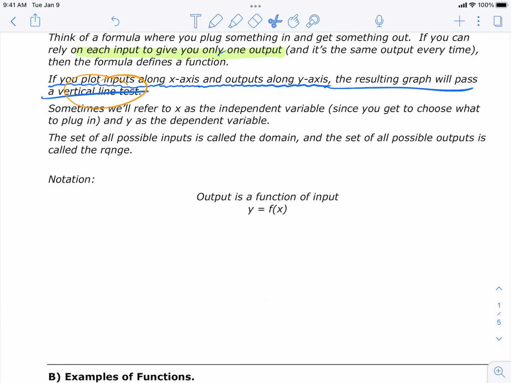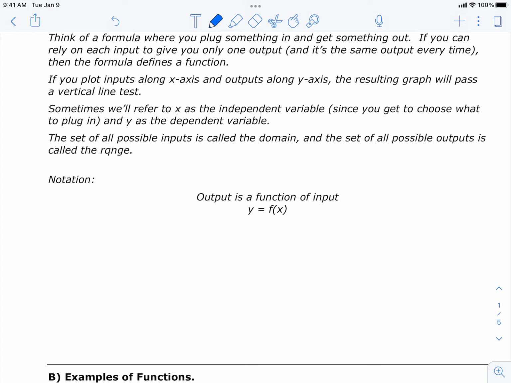So we're not going to have to worry about this too much. I just want you to know what a function is. It passes a vertical line test. It has this nice property. When you plug something in, you only get one answer, and it's always the same answer. Today, tomorrow, and the next day. It's always the same answer.